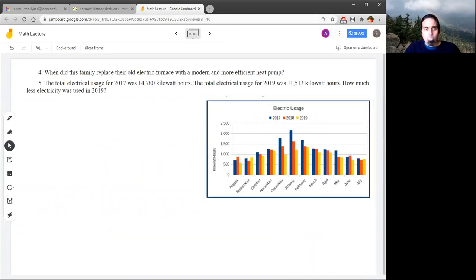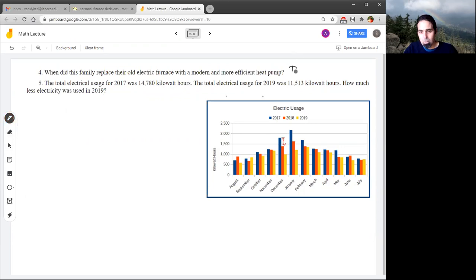When did this family replace their old electric furnace with a modern and more efficient heat pump? So their electrical use would go down a lot. Which year suddenly, or which month of which year did they suddenly get a big drop in their numbers? It looks like probably December of 2019. Yeah, because it suddenly dropped right there. There's a big drop, right?